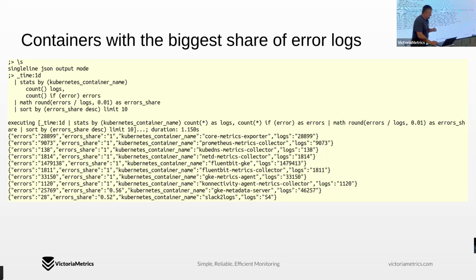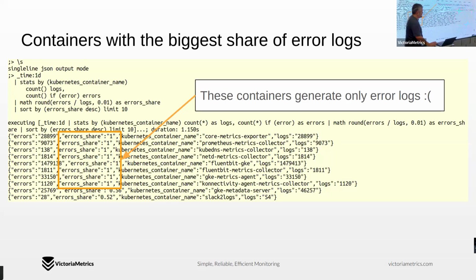Let's look at another query which calculates containers with the biggest share of logs containing the word error. So what do we do here? We select all the logs for the last day and calculate stats grouped by Kubernetes container name. We calculate the number of logs. We calculate the number of logs with the error word, this conditional stats calculation. Then we divide the number of logs with error words by the number of total logs, round it to 1/100, and sort this error share in descending order in order to get the top 10 containers which generate most of the logs with error.